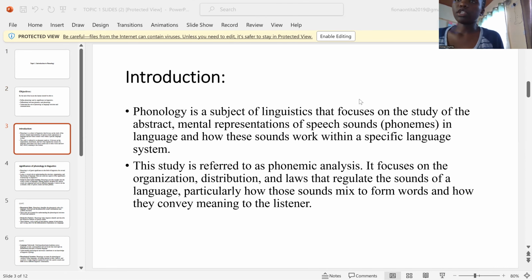Phonology is a subject of linguistics that focuses on the study of the abstract mental representations of speech sounds in language and how these sounds work within a specific language system. This study is referred to as phonemic analysis. It focuses on the organization, distribution, and laws that regulate the sounds of a language, particularly how these sounds mix to form words and how they convey meaning to the listener.